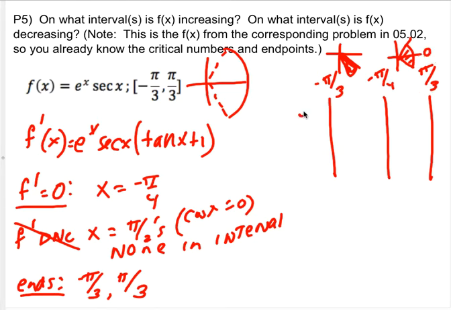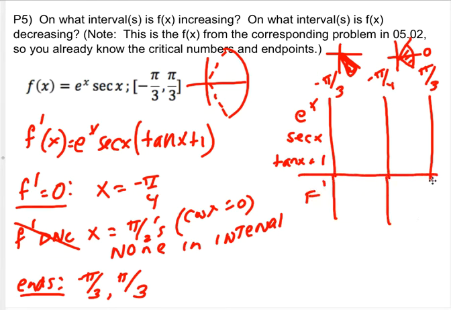So on my sign chart, I have e to the x, I have secant of x, and I have tangent of x plus 1. So when I go to find my f prime, e to the x is always positive. That's easy, right? We established that secant is never 0 on this interval. So here's the thing: secant is 1 over the x-coordinate.